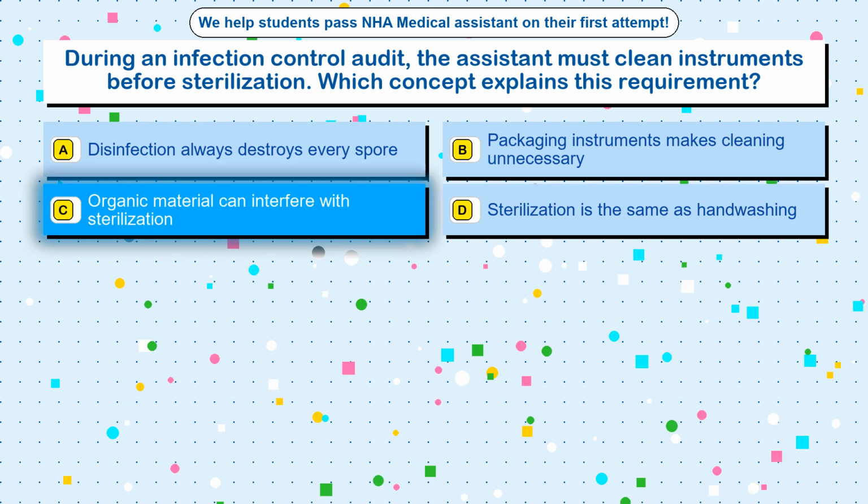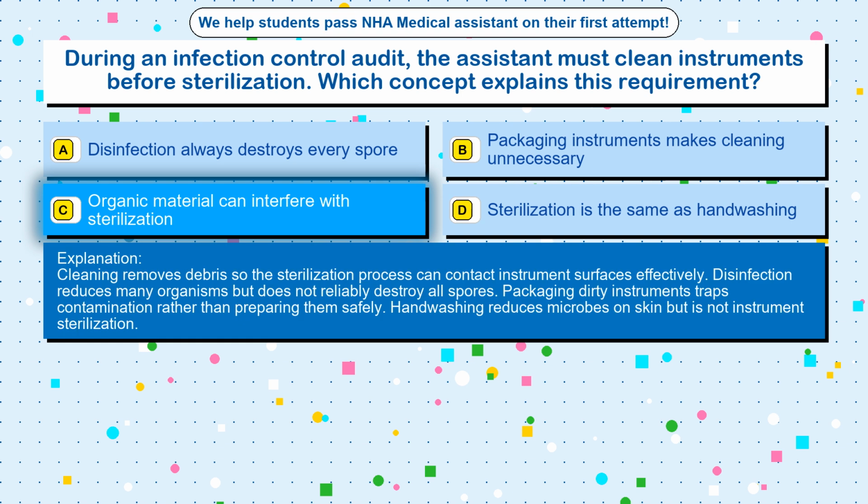The correct answer is option C. Organic material can interfere with sterilization. Cleaning removes debris so the sterilization process can contact instrument surfaces effectively. Disinfection reduces many organisms but does not reliably destroy all spores. Packaging dirty instruments traps contamination rather than preparing them safely. Hand washing reduces microbes on skin but is not instrument sterilization.